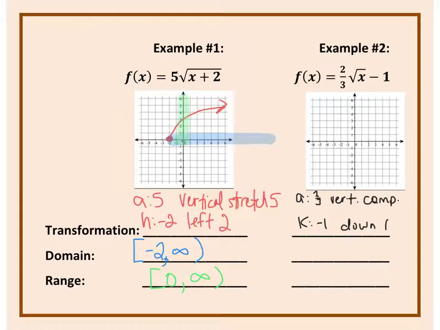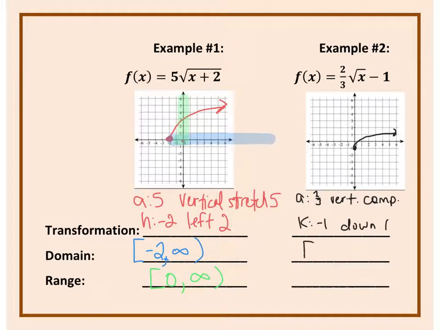So the graph that normally started on 0, 0 is now going to go down 1. This is my starting point now. Now, vertical compression just means that the graph got a little bit more compressed, which instead of going up as high, it'll be a slower increase.